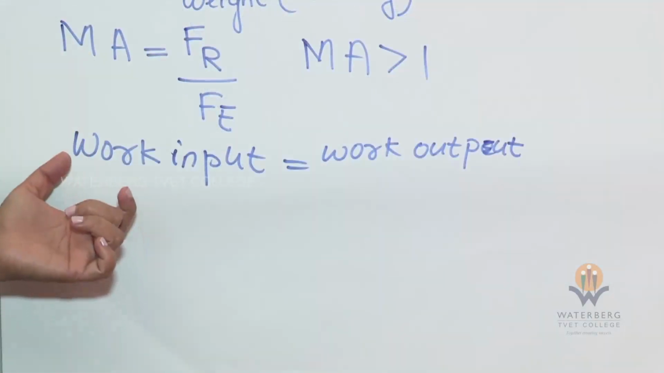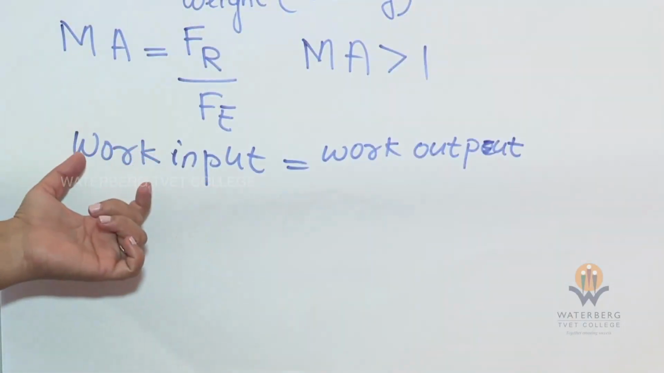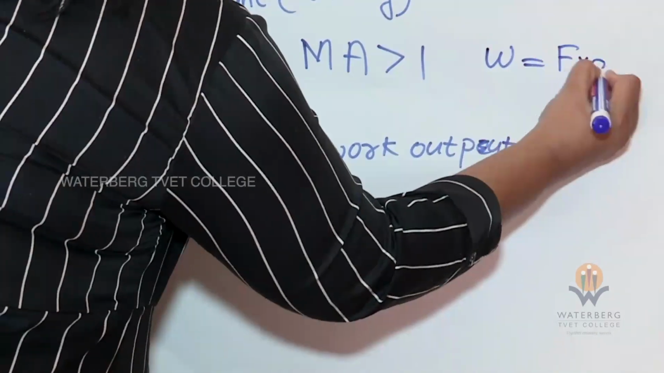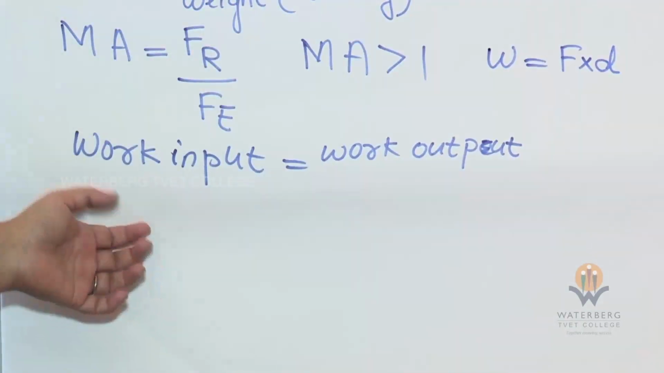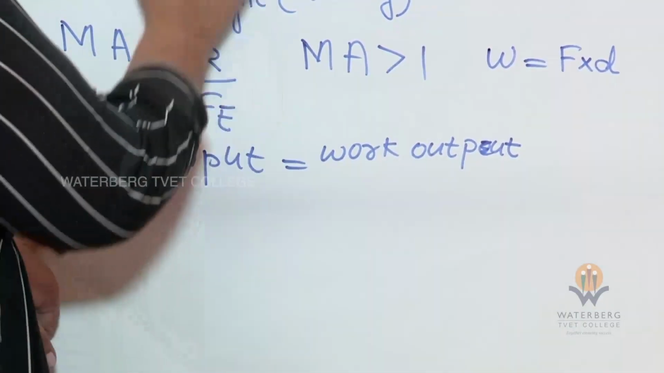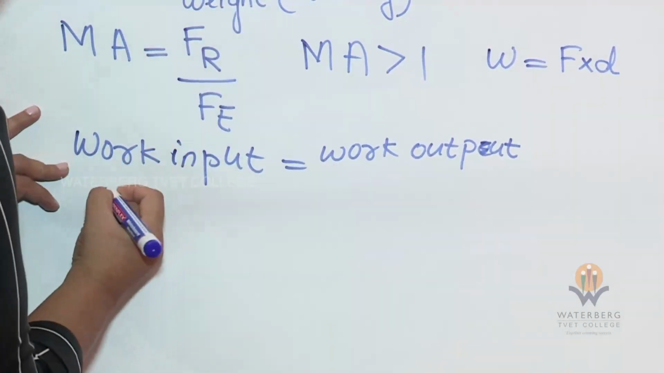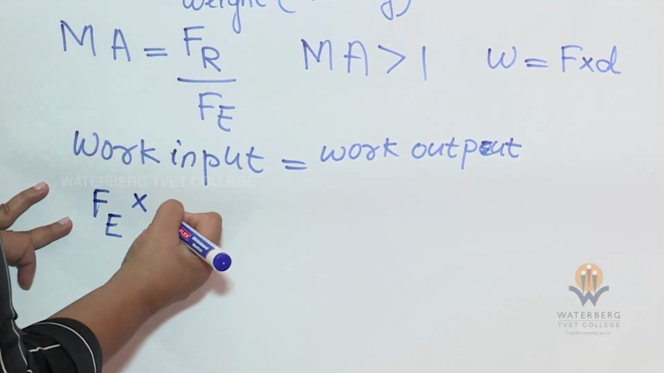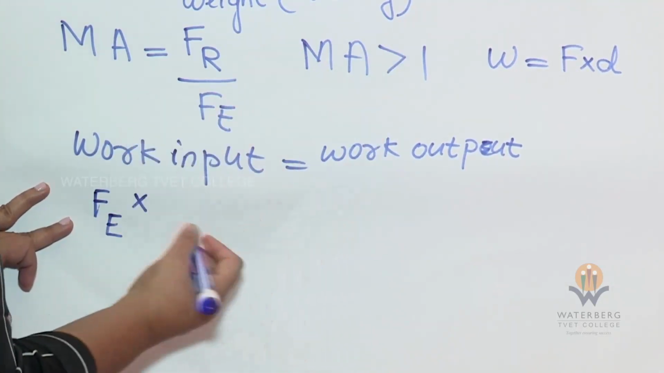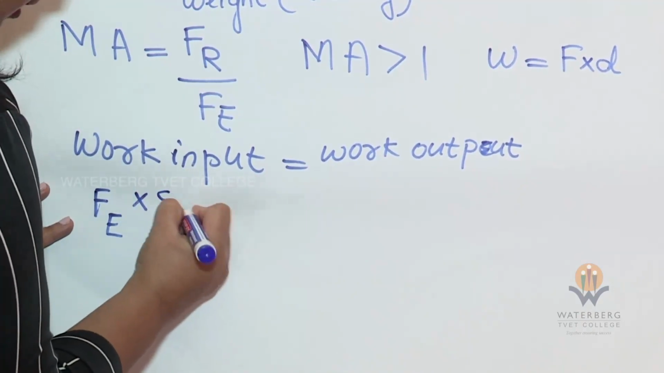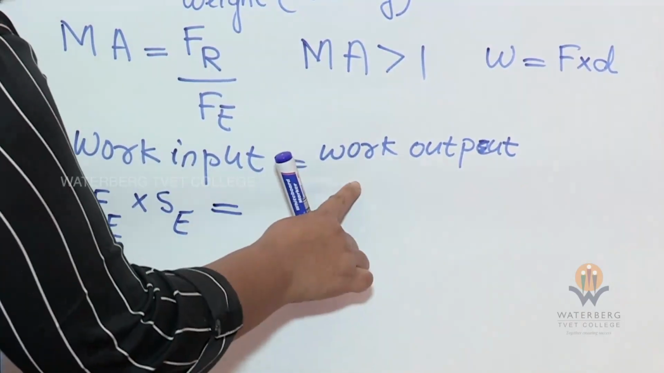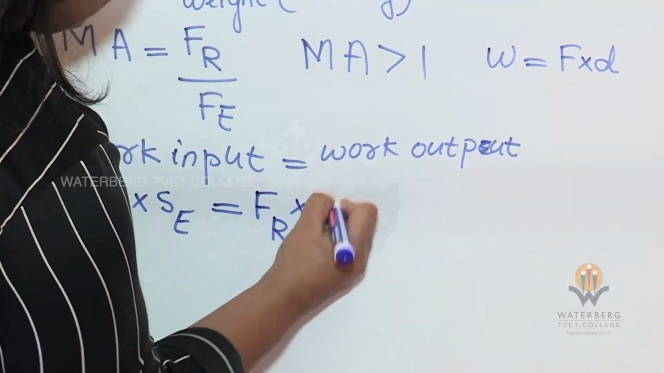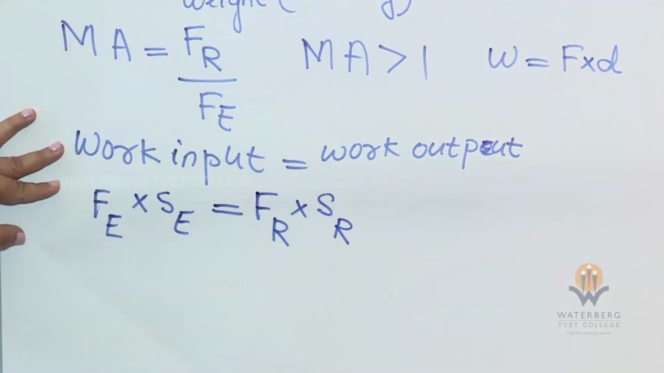What is work? Work is the force applied over a distance. So we can simply say work W is equal to force times distance. Therefore, input is the effort force. So work input is Fe multiplied by the effort distance, let's use Se, equal to the work output. Output is the resistance force, so it's Fr multiplied by Sr.